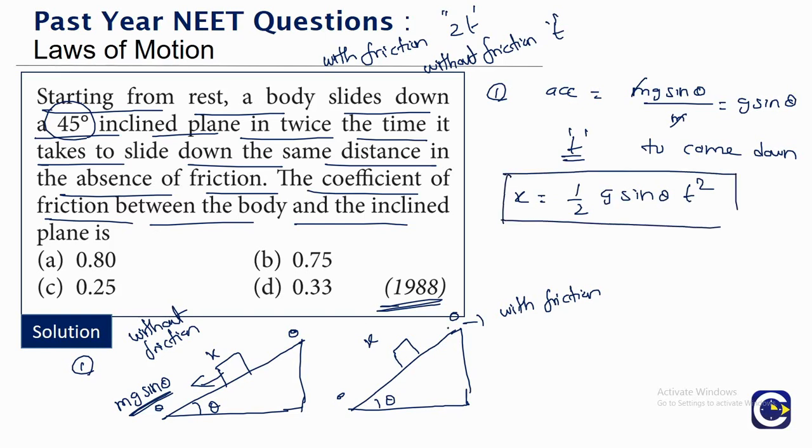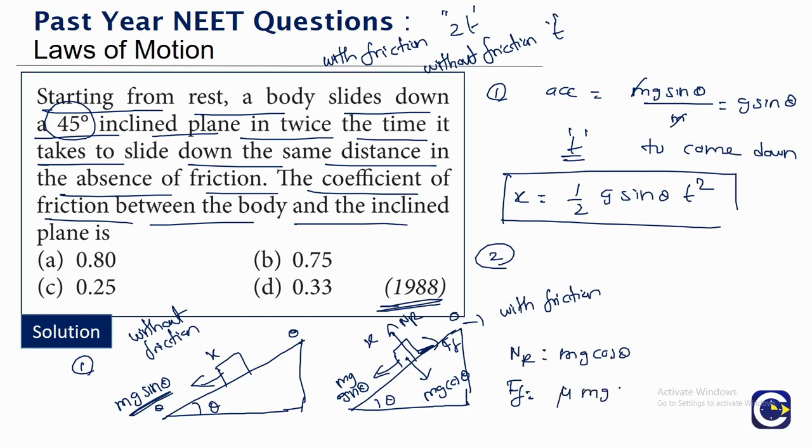Now come to the friction case. In this also we'll have the component of weight mg sin theta, but there will also be the frictional force which is going to act upwards along the plane. Perpendicular to the plane we'll have mg cos theta balancing the normal reaction, means normal reaction is equal to mg cos theta. So frictional force is what? Mu into mg cos theta, since friction is equal to mu into normal reaction, right?